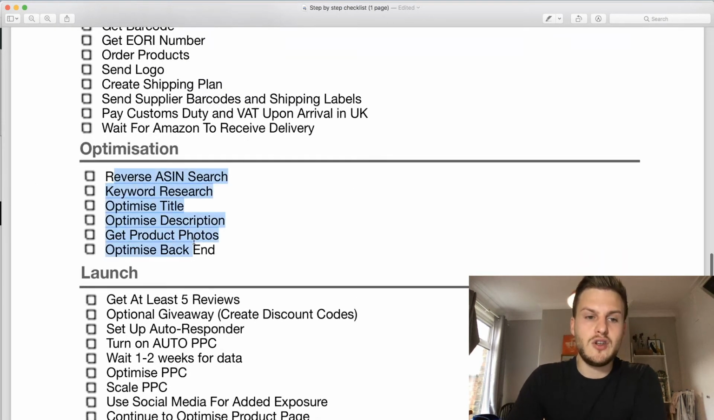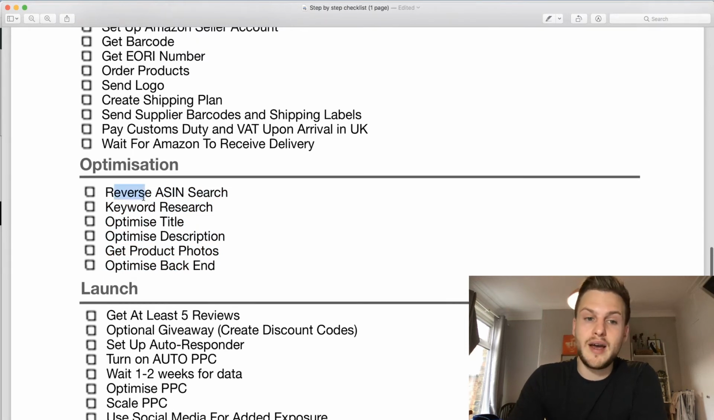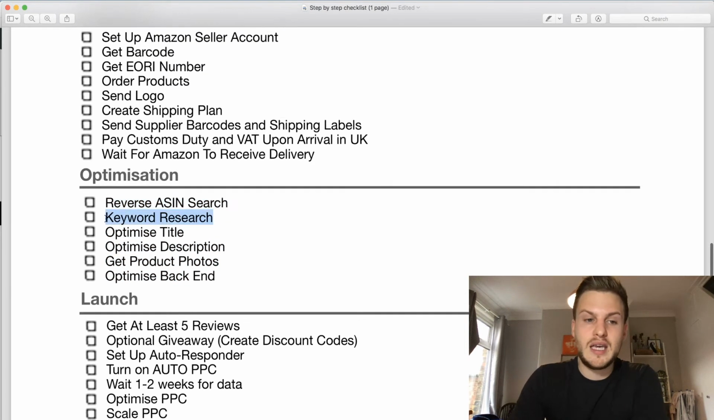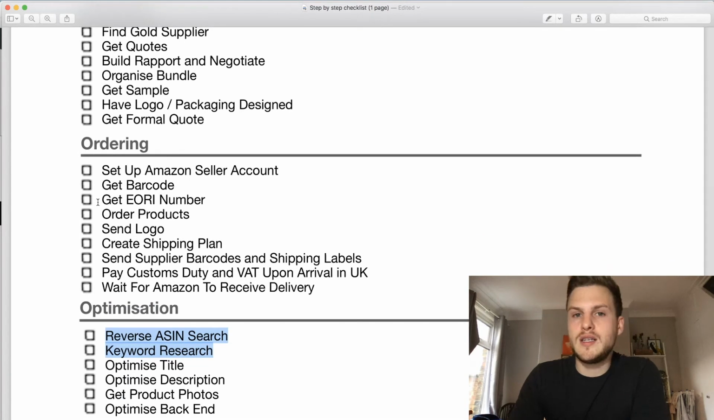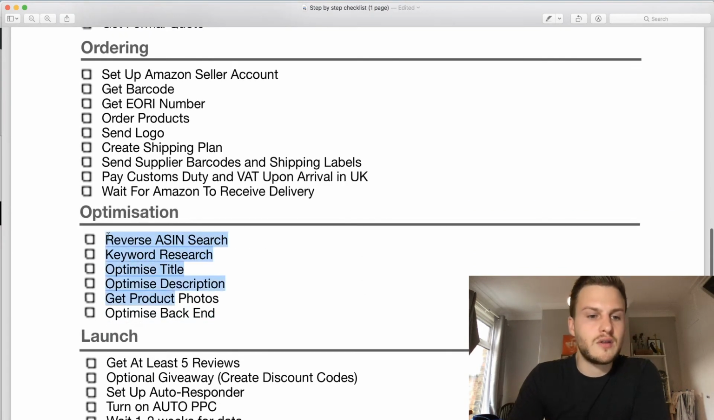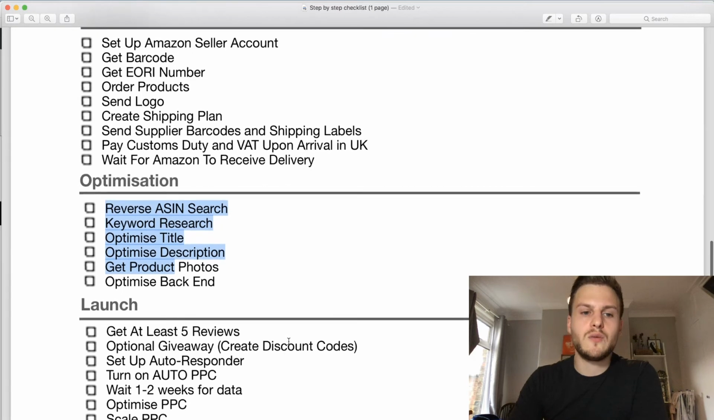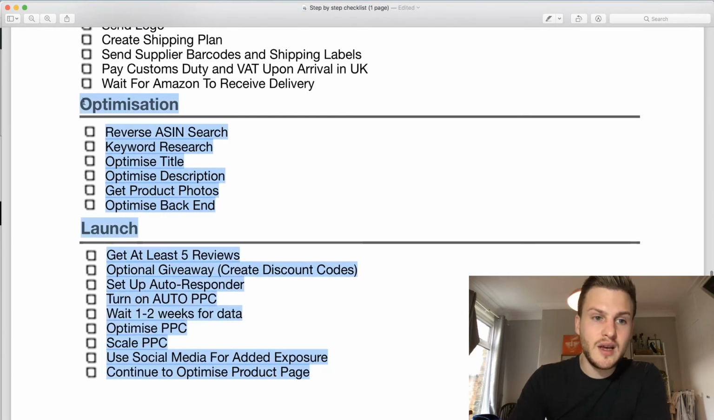The optimization you might even do, for example, I've got my reverse ASIN searches and my keyword research before I've even ordered my next product, because it's when you have downtime, when you're ordering and you're waiting for quotes, you're waiting for package design and stuff like that, you can do this sort of stuff. But the first time you do it, I would do it in a linear order so that you don't get too confused with what you're doing and you don't miss steps, okay?